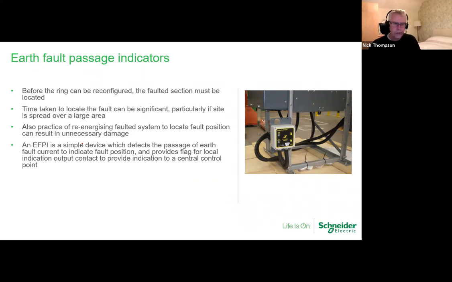So they're external to the protection. It doesn't rely on the protection of the ring main unit. And as it says on there, if you repeatedly re-energize a faulty part of the network, you are constantly re-stressing the affected area.